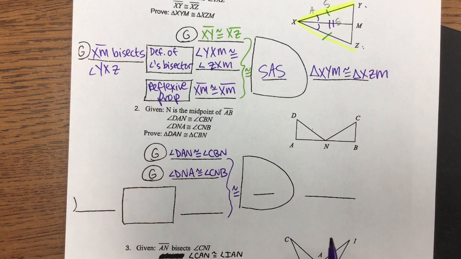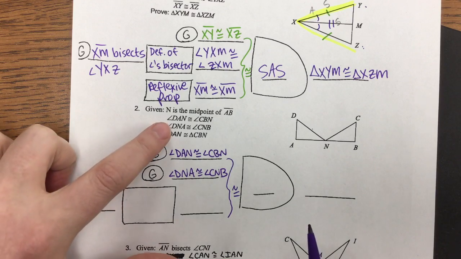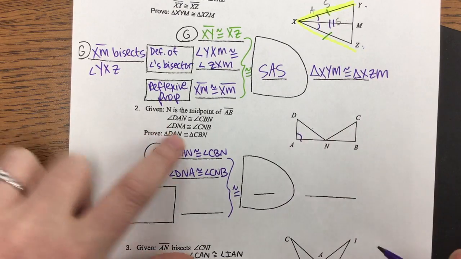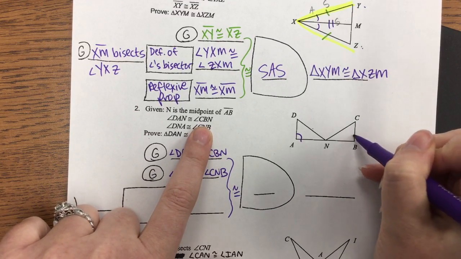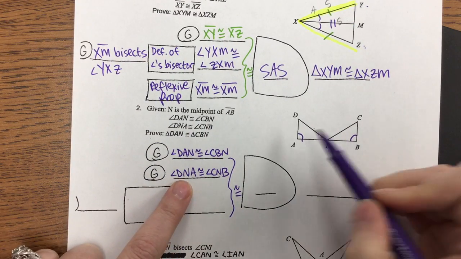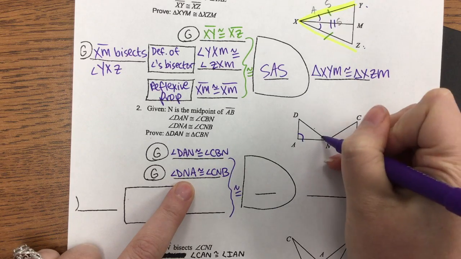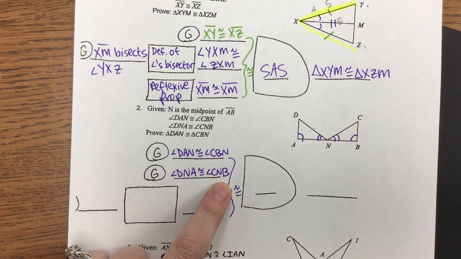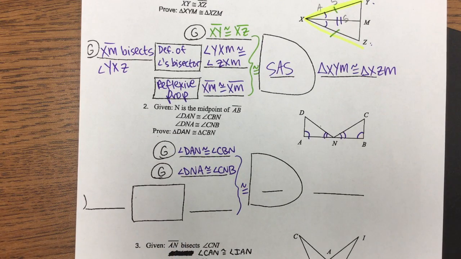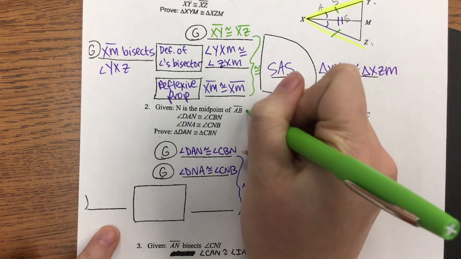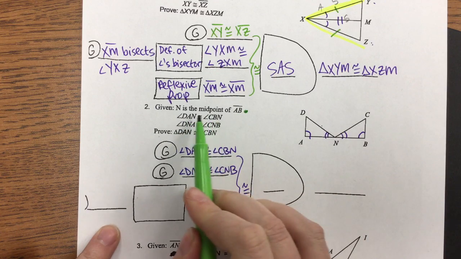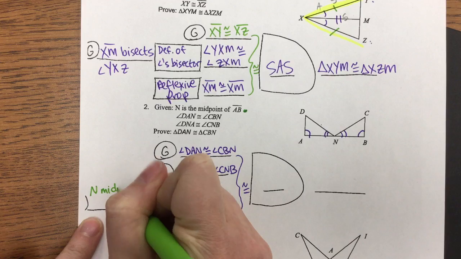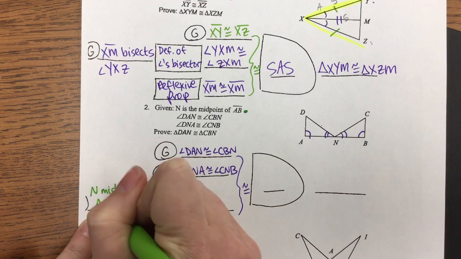And I want to mark these right away. So if I notice, I've got DAN. I'm going to mark that, and then CBN. Then I've also got DNA, and then CNB. So I'm going to mark those right away. So next, the only thing I haven't used yet is midpoint. So I'm going to put N midpoint of AB.